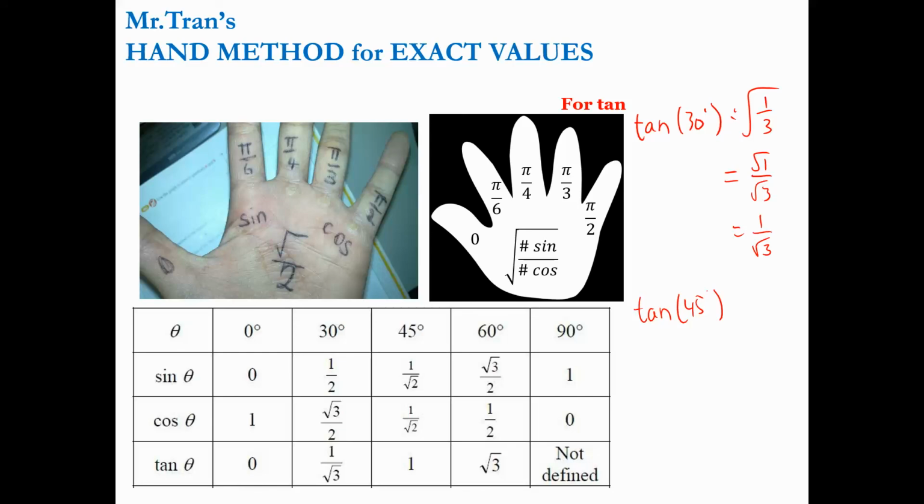Now, let's check why tan of 90 degrees is undefined. Tan of 90, this is my pinky finger. Number of sine fingers: 4. Number of cos fingers: 0. But we know that every time you divide by 0, that's why it's undefined. If you do it the other way around, tan of 0, it's okay. You get 0 divided by 4, it's okay.